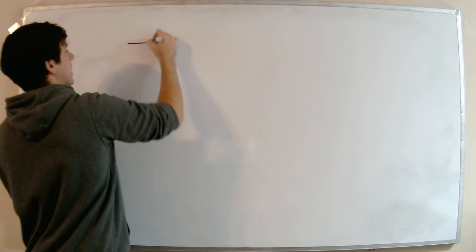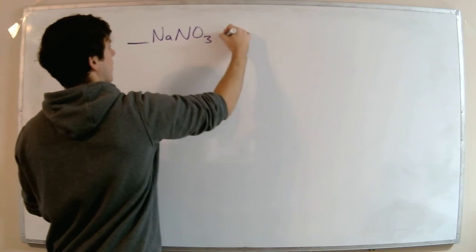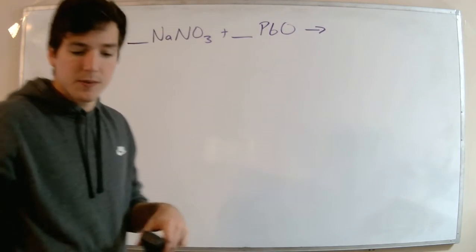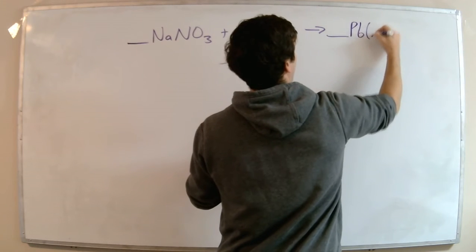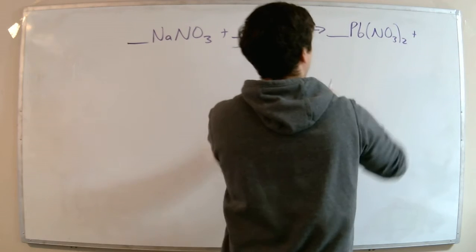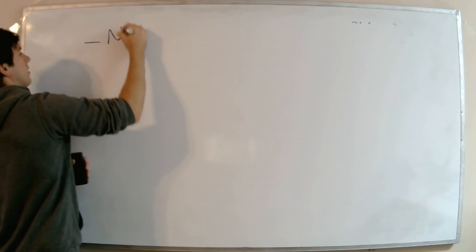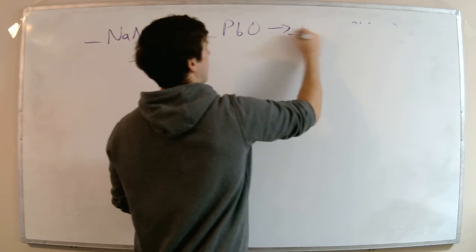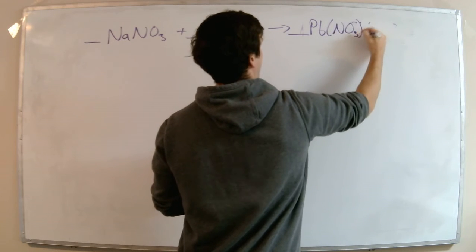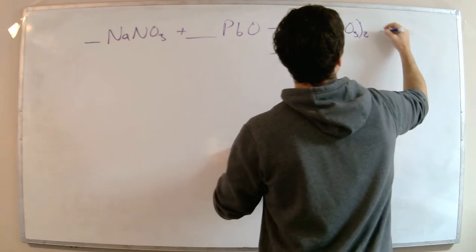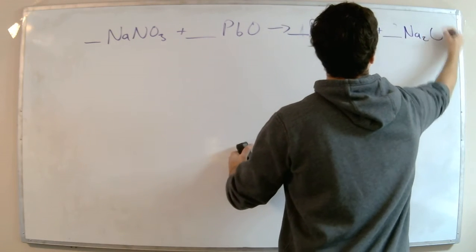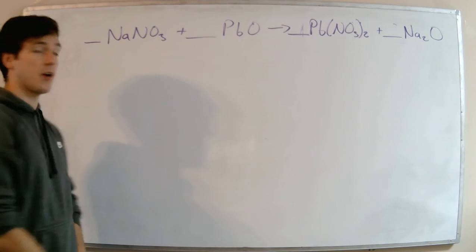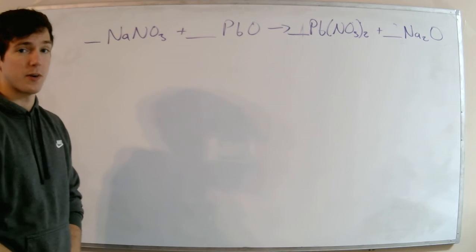Let's go with, I got sodium nitrate, and it's going to react with lead oxide, and it's going to form lead nitrate. Let me rewrite this because I don't like how I'm out of room. So again, combustion through. And it will form our next one, which is sodium oxide, okay? And now, let's balance this guy. Go ahead and try it on your own if you want, but we're going to go through it right now.